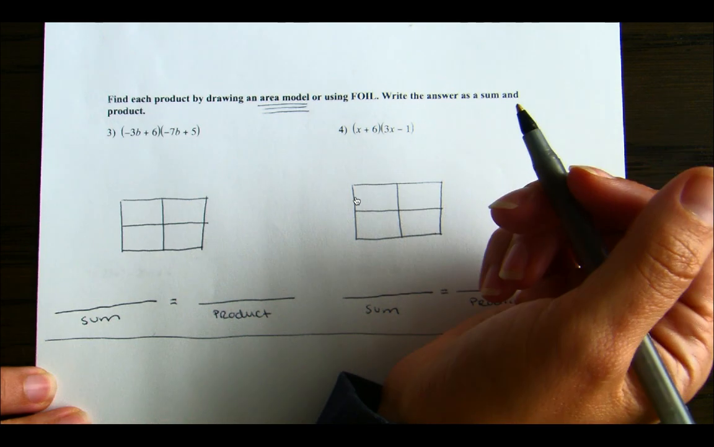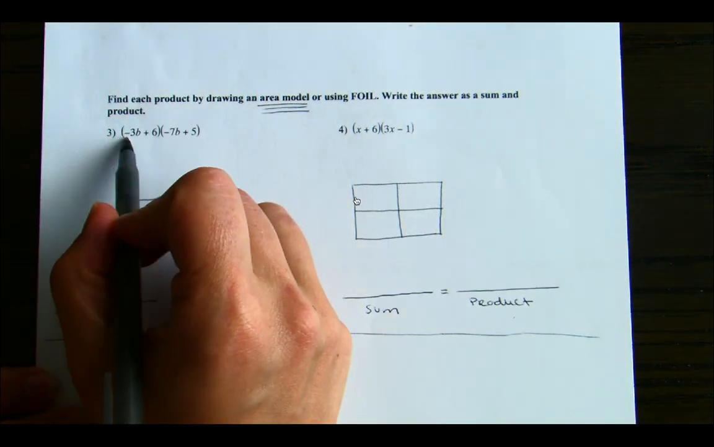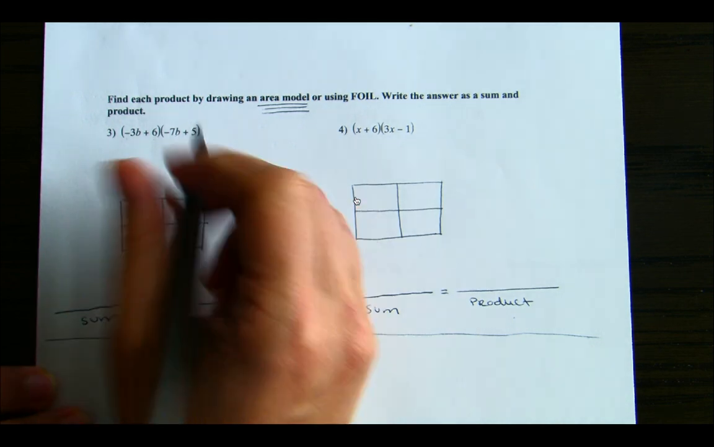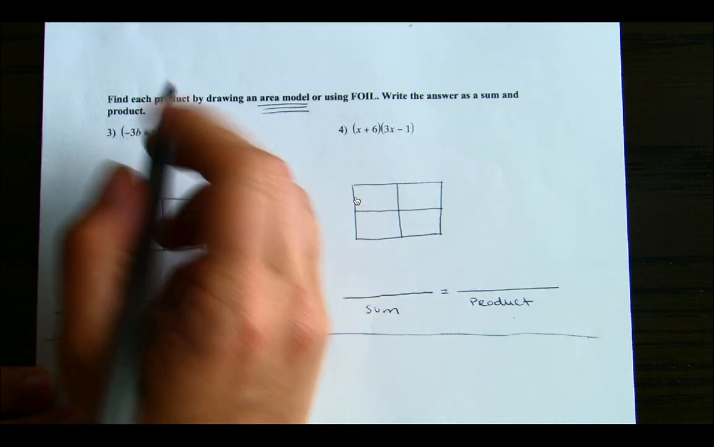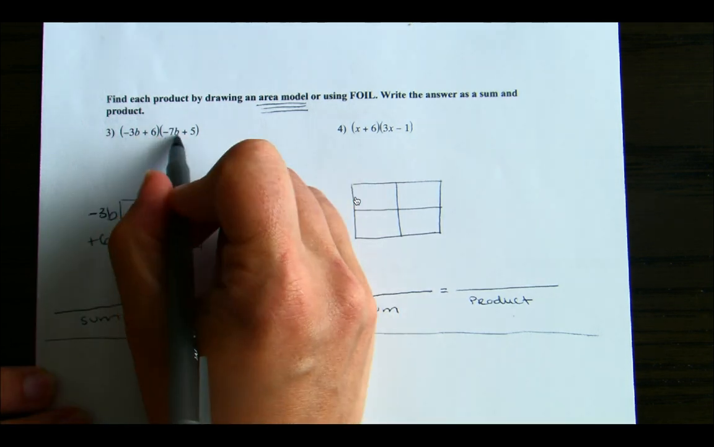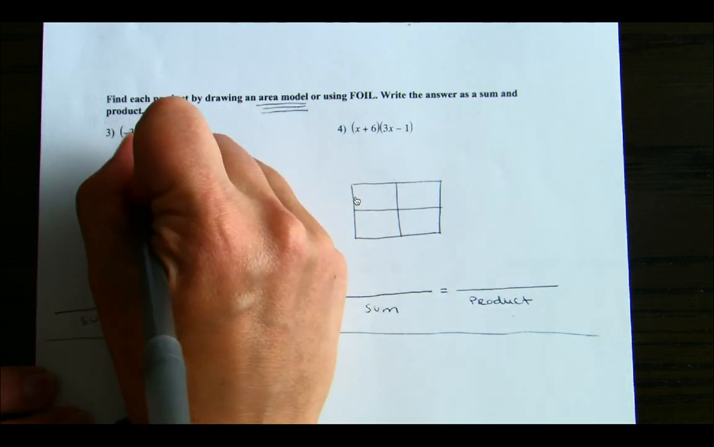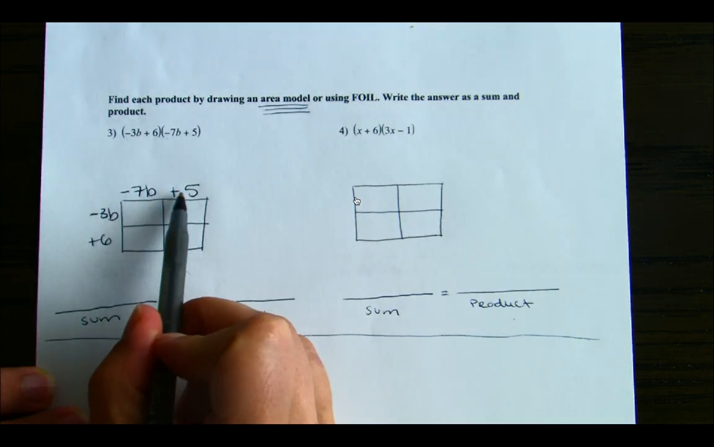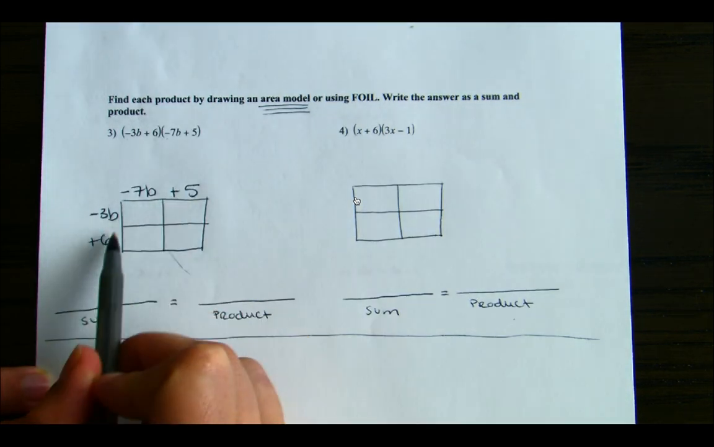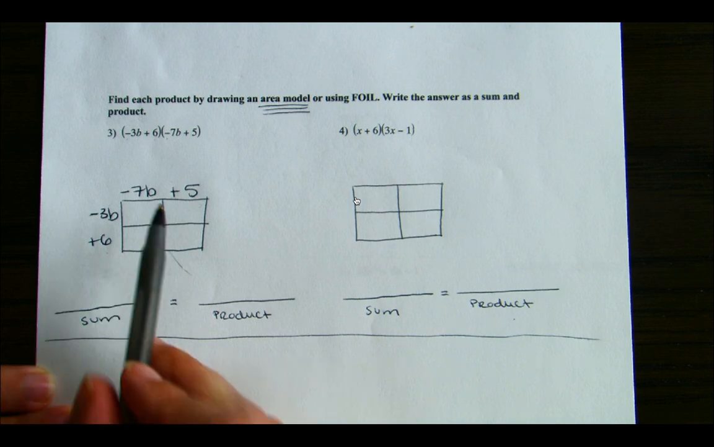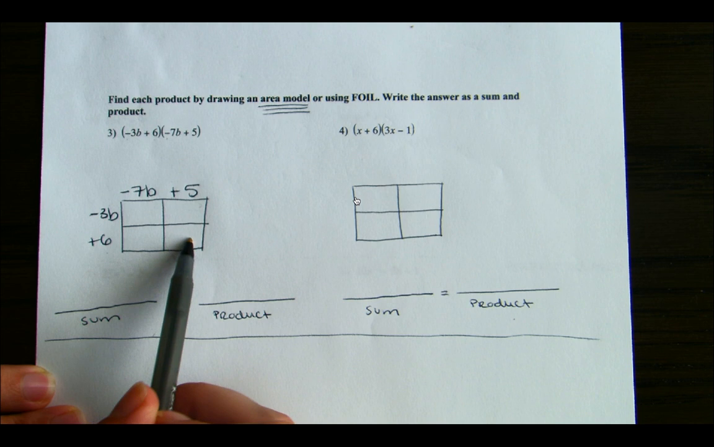So the first thing I'm going to do is write out my binomials on the sides. So I have negative 3b plus 6, and I have negative 7b plus 5. So notice how I put the plus on this part right here and the plus on this part right here, just to make sure I can keep track of everything. From there, I want to find the area of each of these individual pieces.